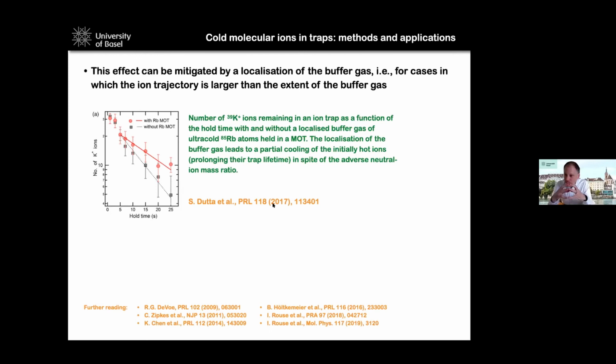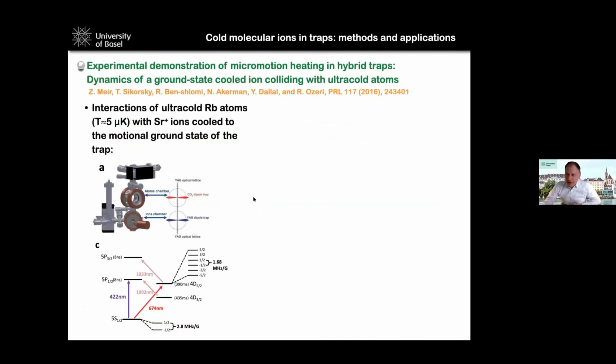Where it was essentially shown that if you have a localized atom cloud, say in a MOT, and if you have an ion whose initial trajectory is much larger than the extent of this atom cloud, then you can still get buffer gas cooling, even though the buffer gas is much heavier than your ion. So these are localization effects that also play an important role here. Okay, so that has become a big topic in recent years in the field.